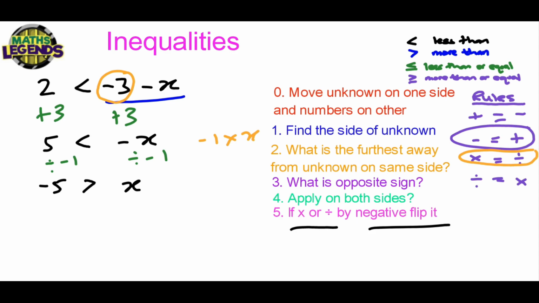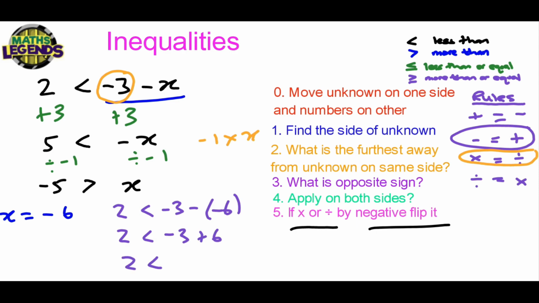So it could be minus 10, minus 6, but it cannot be more. So let's say our value of x is minus 6. When we plug it into our inequality, we get 2 less than minus 3 minus 6. So this is now 2 less than minus 3, and a minus and a minus makes a plus 6. So 2 less than minus 3 plus 6, which is 3, which is true. So x equals minus 6 works, hence the range is correct.